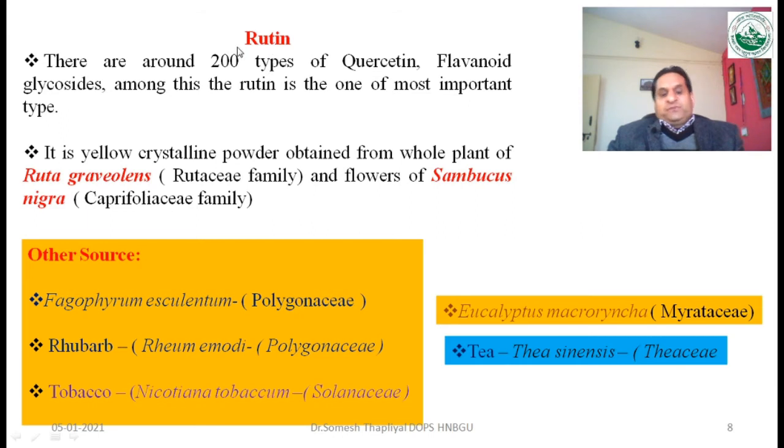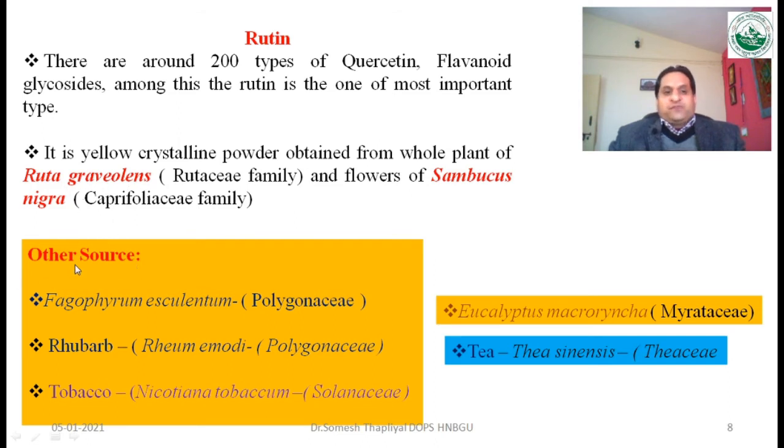Now the next phytoconstituent of today's class is rutin, which is a flavonoid glycoside of quercetin. It is the most important type, and commonly it is obtained from the whole plant of Ruta graveolens, which belongs to family Rutaceae, and from the flowers of Sambucus nigra, belonging to family Caprifoliaceae.